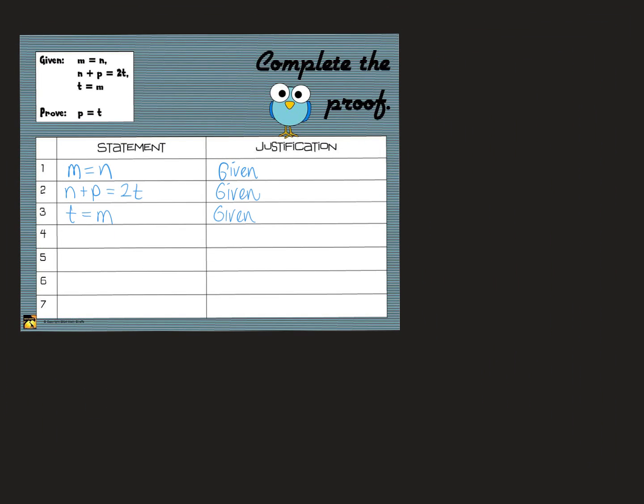Okay, so we know that m is equal to n, t is equal to m, and n plus p is equal to 2t. So this middle one looks like something we can work with. Right? We can't really do much with the others. Okay, so we're trying to get that p is equal to t. So we need a p and a t. All right, we have this n. And we know that n is equal to m. So let's change that out.